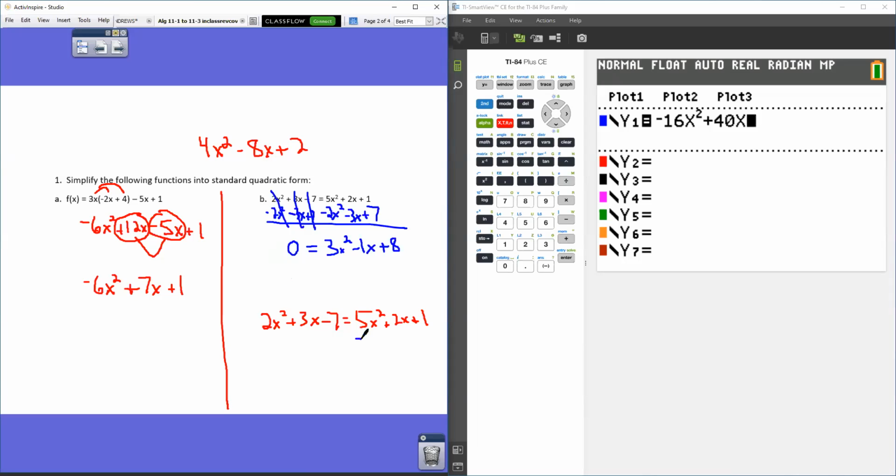Now, if you went the other way, this is what you would get: minus 5x squared to both sides. And then you would do minus 2x to both sides. We're getting rid of everything from the right-hand side, and a minus 1. So now on this side, you have a 0. 2 minus 5 is negative 3x squared. 3 minus 2 is 1x. And negative 7 minus 1 is negative 8, or minus 8.